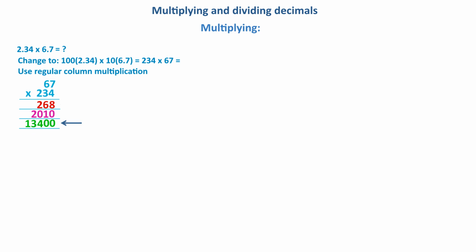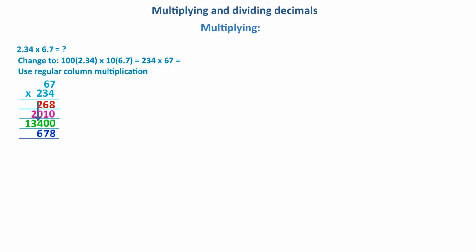The last step in our column multiplication is to draw another line just here, and then add up these 3 numbers that we've got using column addition. So starting in the rightmost column here, we've got 8 plus 0 plus 0, which is just 8. In the second column, we have 6 plus 1 plus 0, which is just 7. In the third column, we have 2 plus 0 plus 4, which is 6.